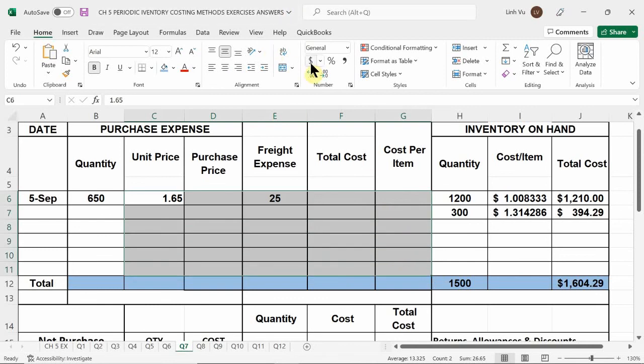So in this case, what is my purchase price?